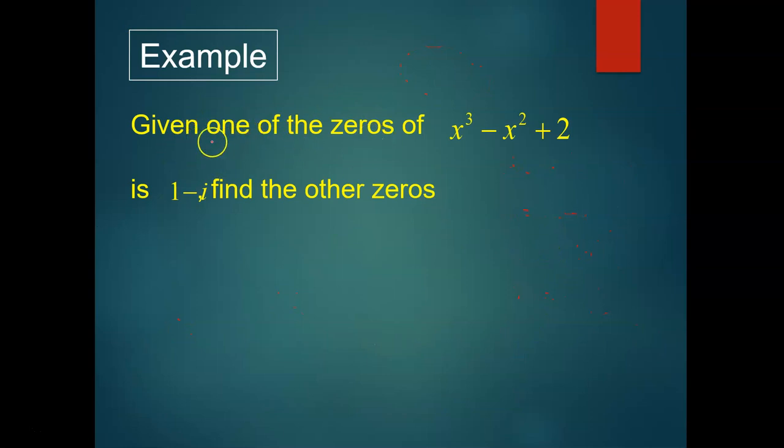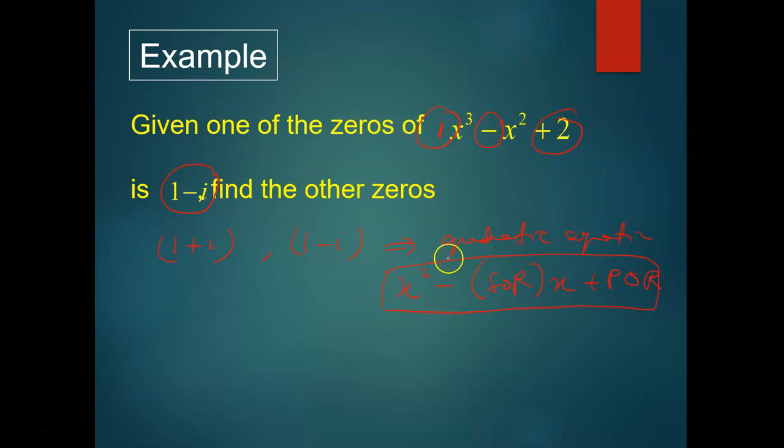Okay, I think this one you can try by yourself. Given one of the zeros of x cubed minus x squared plus 2 is 1 plus i. Since all the coefficients are integers, we know that the other zero is 1 minus i. Okay, this one is given. So daripada these two complex zeros, you can have a quadratic equation, using this formula, x squared minus SOR x plus POR. Okay, this one. Alright, so this is cubic.